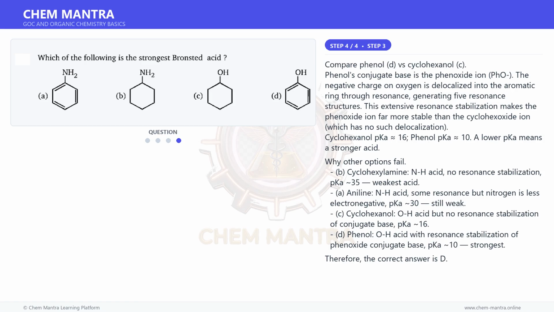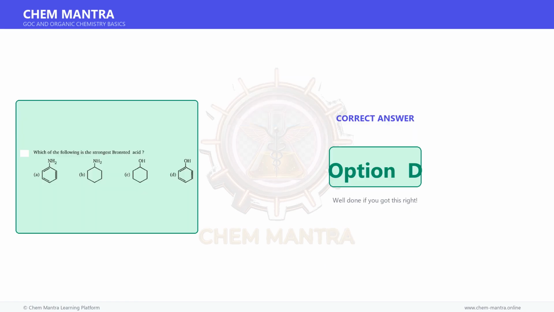D. Phenol, OH acid with resonance stabilization of the phenoxide conjugate base, pKa 10, strongest. Therefore, the correct answer is option D.